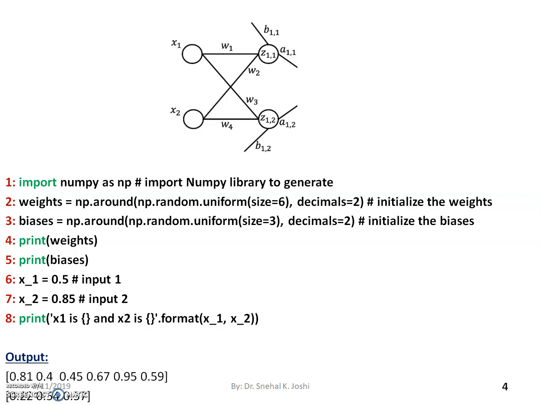Now, let us consider our input node values x1 and x2 as 0.5 and 0.85 respectively. We will use these values x1 and x2 to calculate the weighted sums Z11 and Z12 of the hidden layer in this particular example. As you see in the code, lines number 6 and 7 initialize the values of x1 and x2, and using the print command in line 8 we are displaying them.